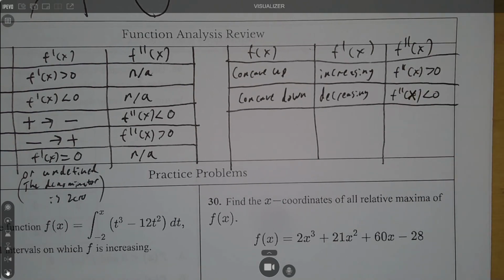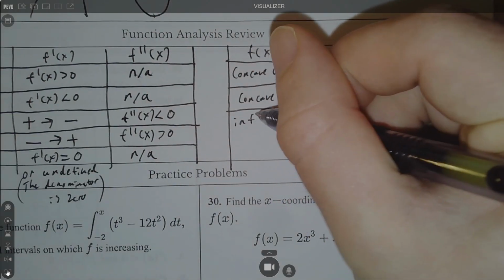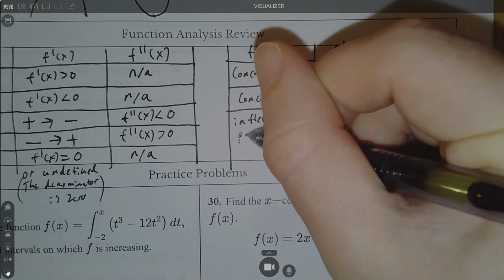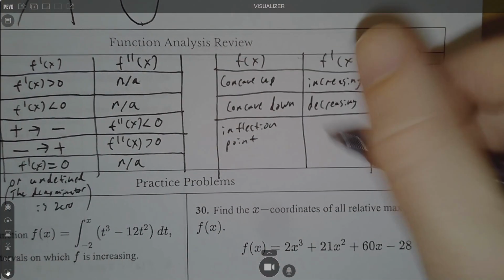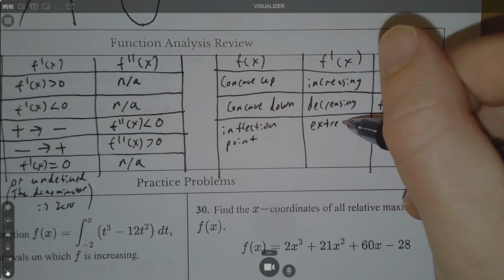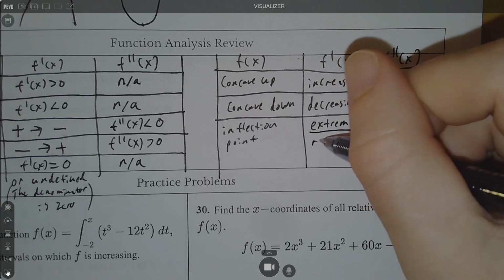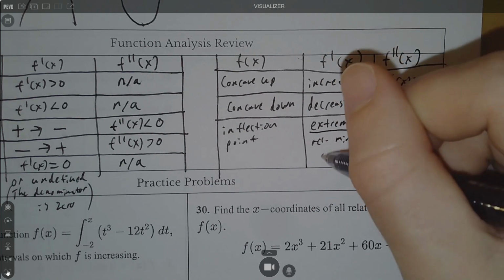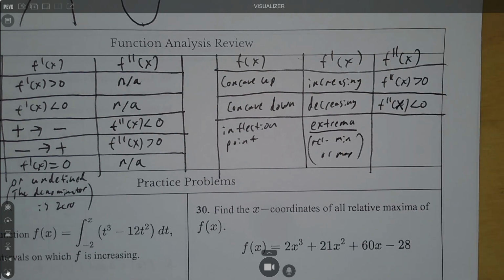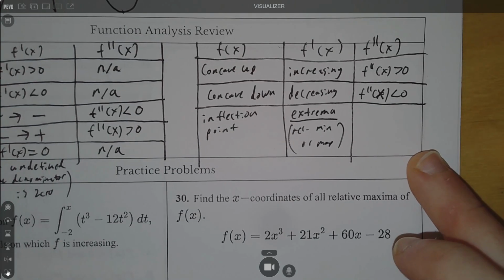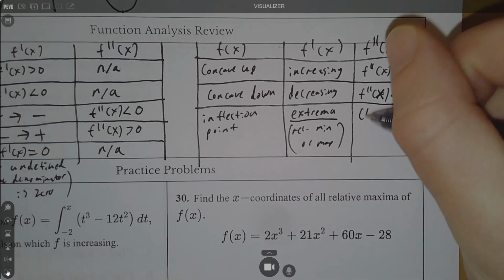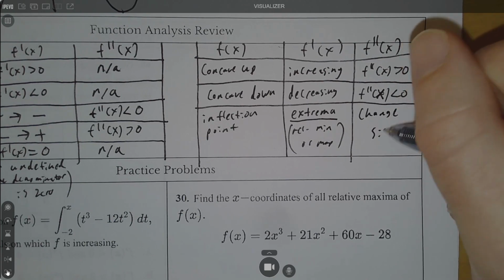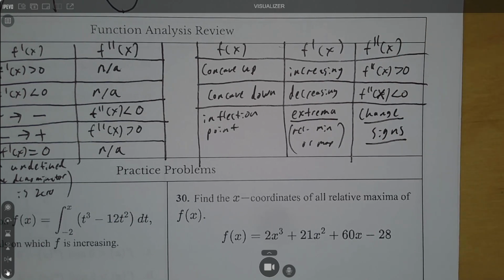The only other point here is inflection point. An inflection point happens when the first derivative has what? When the first derivative has an extrema. That means relative min or relative max, right? Okay. And that means when that's happening, my second derivative must be changing signs. It must be changing signs. It's not enough for it just to equal 0. It must change signs. Okay.